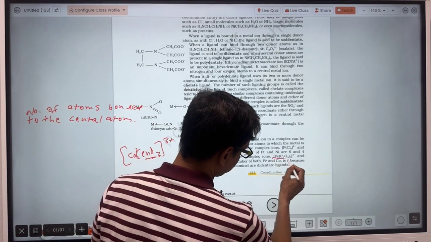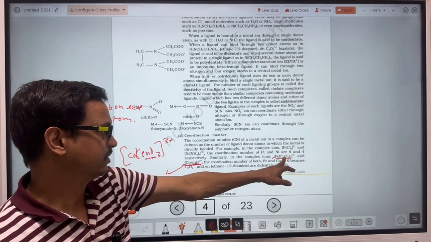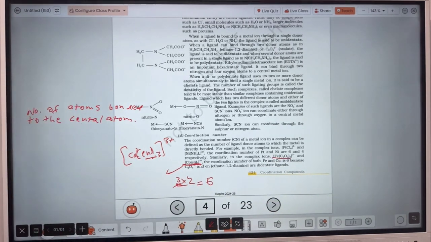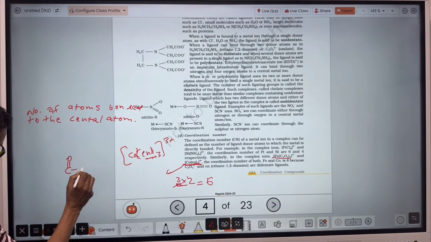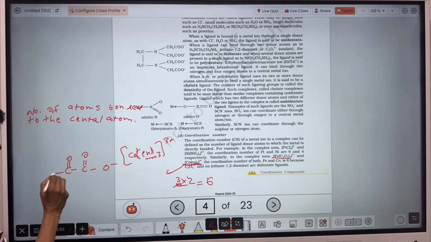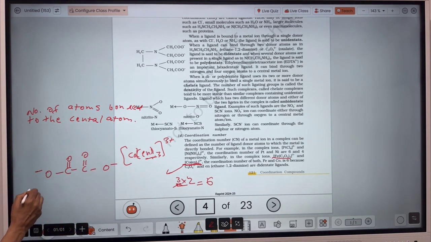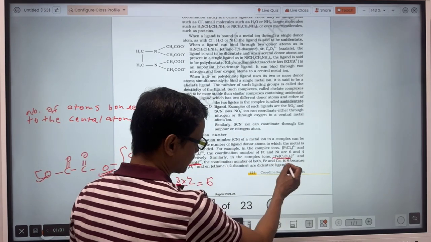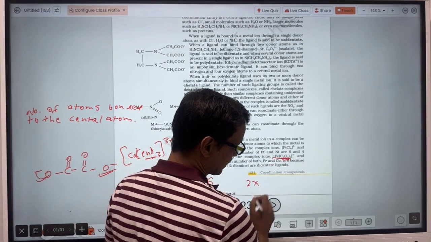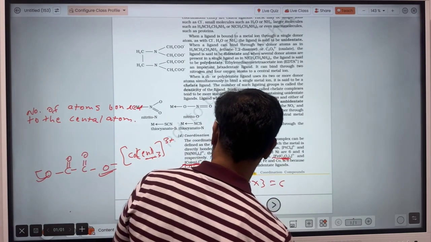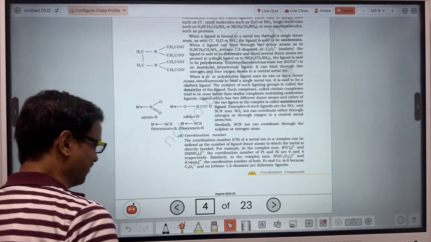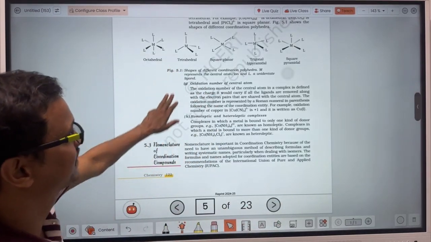Same here in this molecule, same 3, and here oxalate ion is a bidentate ligand. The structure of oxalate ion is like this. This oxalate ion contains two donating sites, this oxygen and this oxygen. So it is a didentate ligand, and its coordination number will be 2 into the number of didentate ligands, which is 3, so that's why 6. This one is very easy, no need to bother about that. Very easy questions these are.